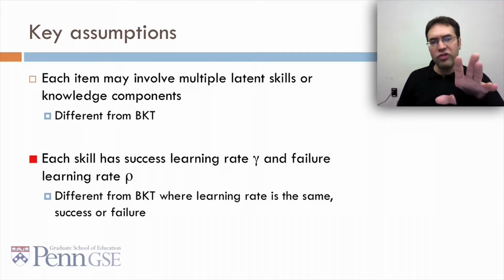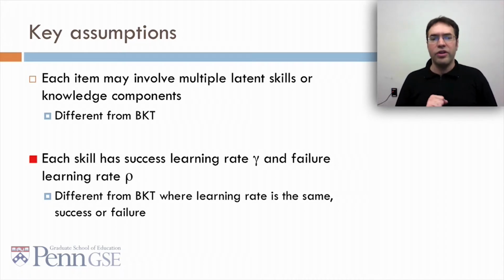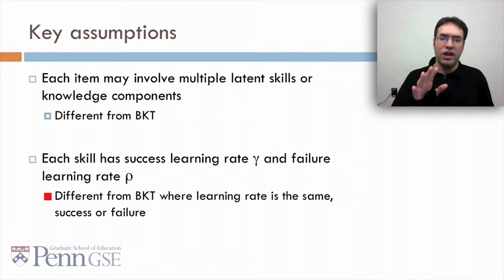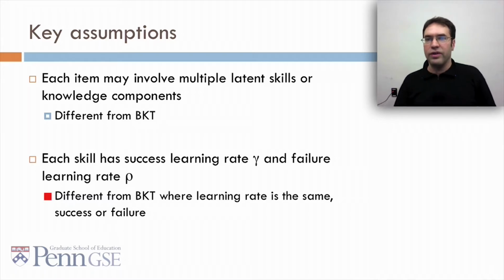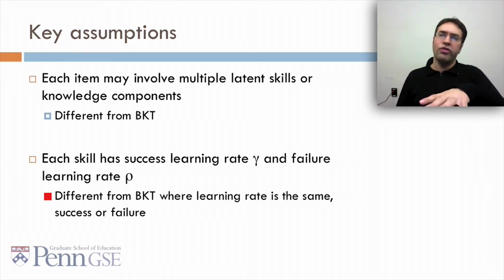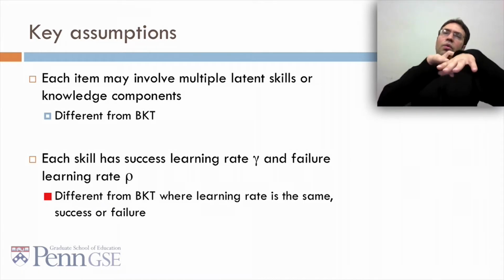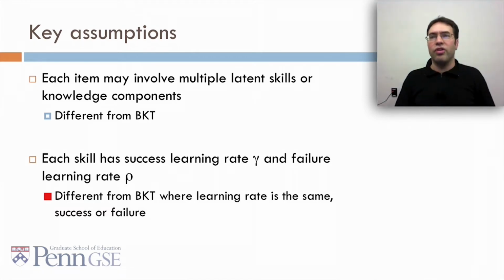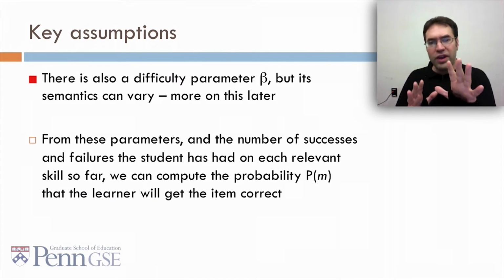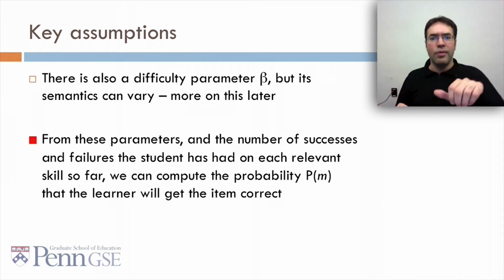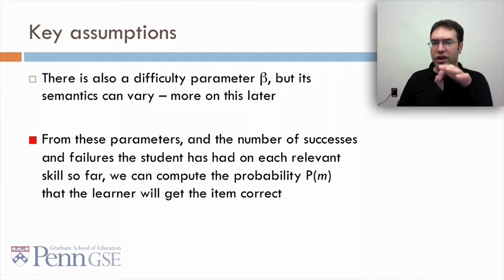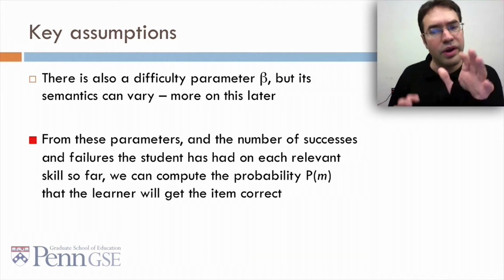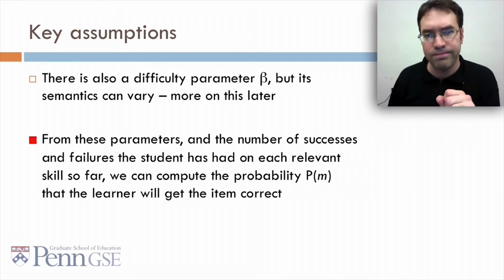Also in PFA, each skill has a success learning rate, gamma, and a failure learning rate, rho. And that's different from BKT, where the learning rate's the same, success or failure. In fact, these success and failure learning rates take into account not just learning, but also what it means that you've failed or succeeded. PFA also has a difficulty parameter beta, but its semantics can vary. More on this later. From these parameters, and the number of successes and failures the student has had on each relevant skill so far, we can compute the probability, P of m, that the learner will get the item correct.